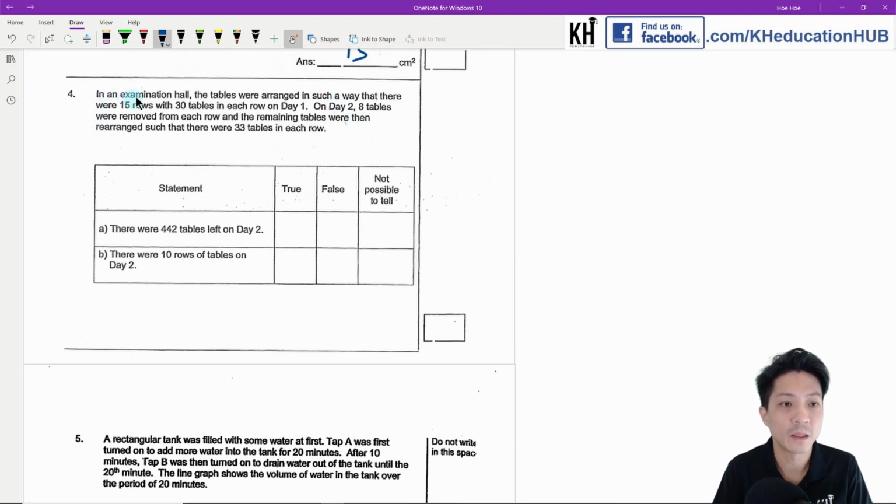Question 4. In an examination hall, the tables were arranged in such a way that there were 15 rows filled with 30 tables in each row on day 1. On day 2, 8 tables were removed from each row and the remaining tables were then rearranged such that there were 33 tables in each row. So we need to figure out for statements A and B, is it true, false, or not possible to tell? For statement A, there were 442 tables left on day 2.